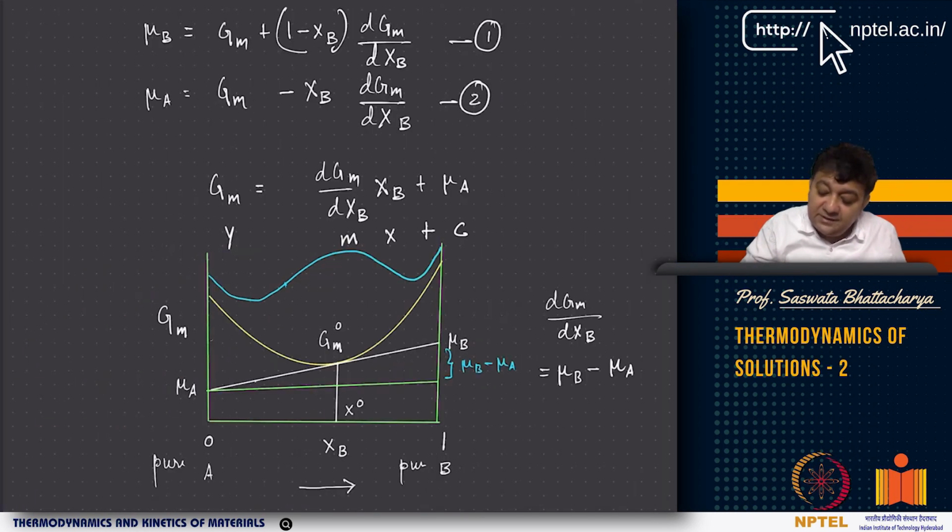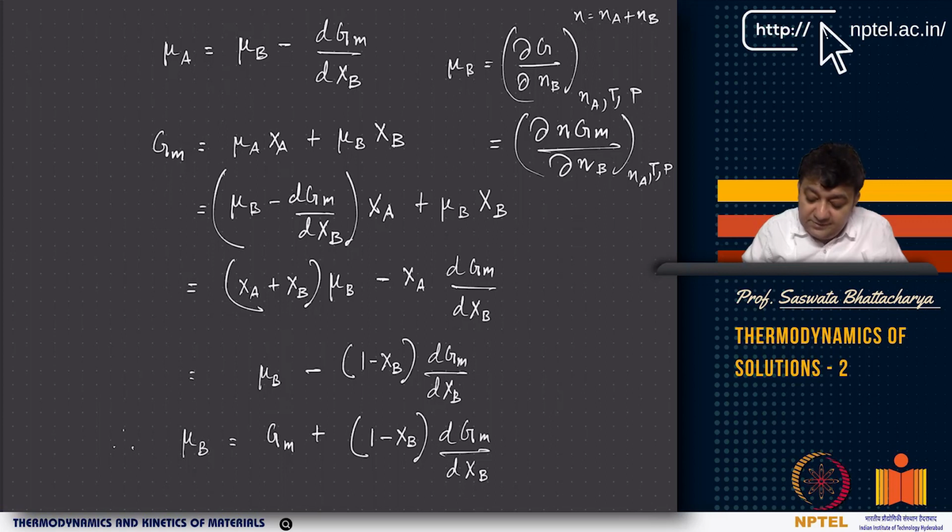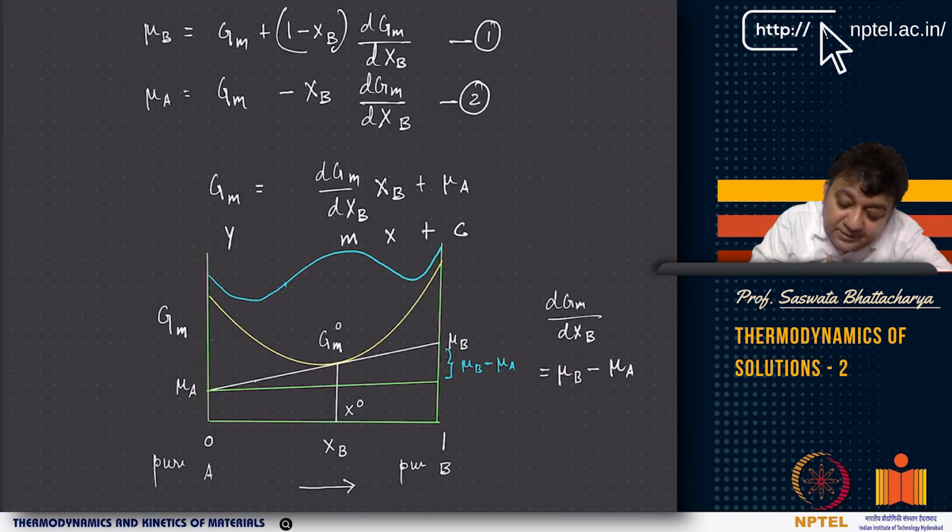Again, you can think of this the other way. If you write in terms of xa, which varies from right to left, xa goes from 0 to 1 from right to left, and if you write it that way, you get mu b as the intercept. Mu b can be taken as an intercept, or mu a can be taken as an intercept, right? So if I take mu b as the intercept, for example, so gm equal to mu b, and 1 minus xb is nothing but xa, and dgm dxb, right? So basically you can write it this way also.